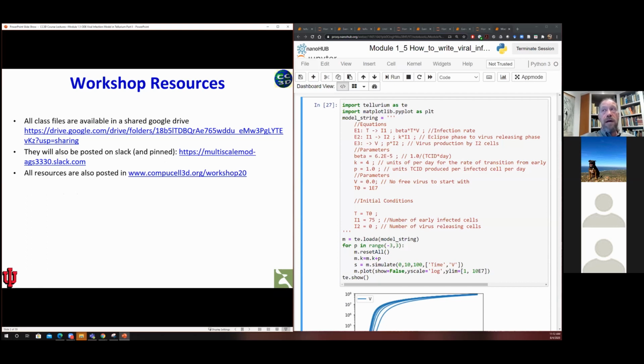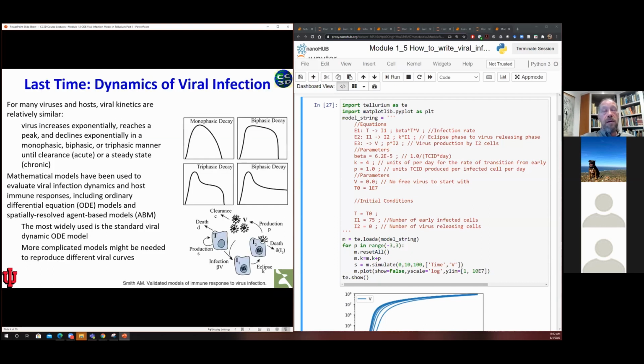We started out last time by talking about the dynamics of viral infection. There were multiple patterns of viral infection, as measured by the amount of circulating virus in the individual tissue as a function of time, what we called monophasic, biphasic, triphasic, and biphasic decay. The monophasic and triphasic we hadn't talked about so much.